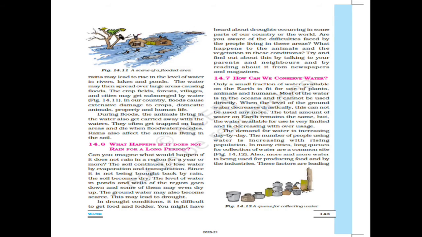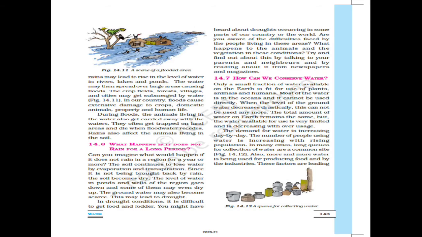You must be knowing what a flood is, right? When lots of rain is happening, the level of water in the river increases and it leads to flood. Due to flood, what happens? Many of the villages, forests, crop fields, etc. get submerged into the water. In our country, floods cause extensive damage to crops, domestic animals, property and human life. We all know what the disadvantage of flood is, right? It may lead to the damage of various crops, also animals, also properties, and also it damages human life.